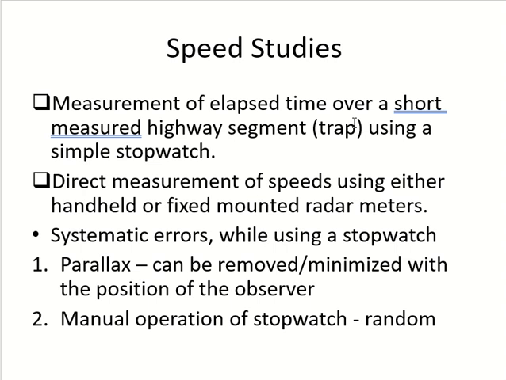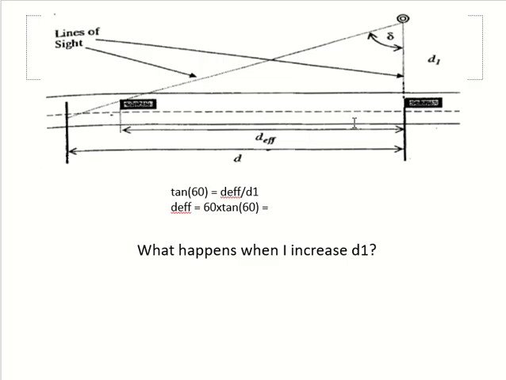Okay, then you have the other one, which is called the parallax error. What is the parallax error? It is the error caused due to your inclined line of sight in the observation. So if you are observing something with an inclined line of sight, error is caused in your observation, which is called the parallax error. Okay, what does it have to do with the speed study? You can see it over here.